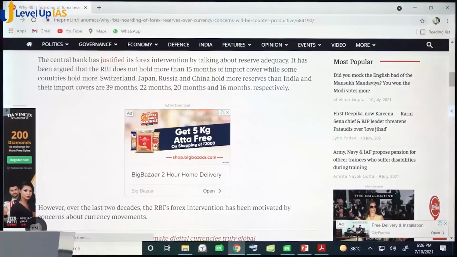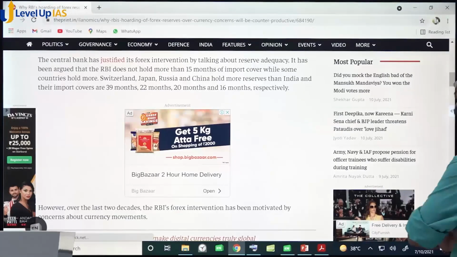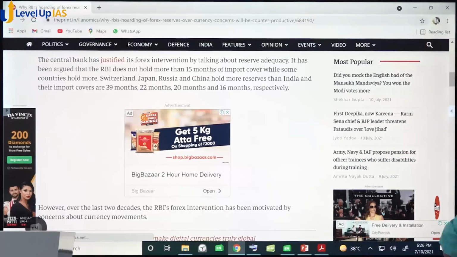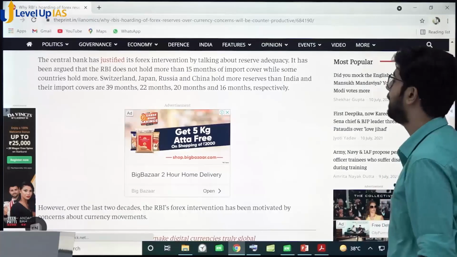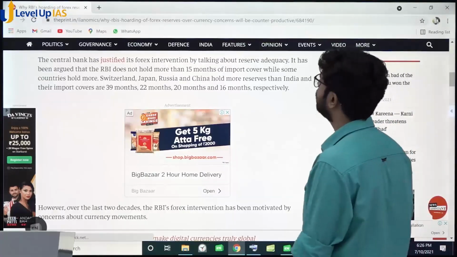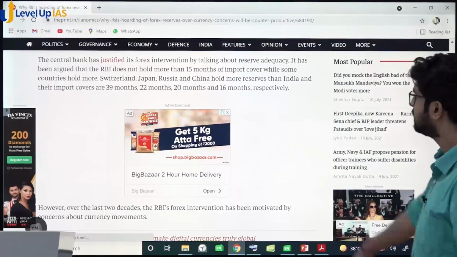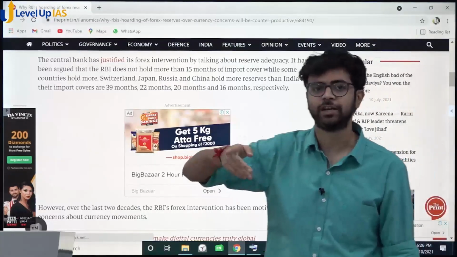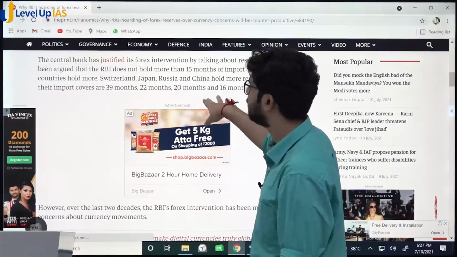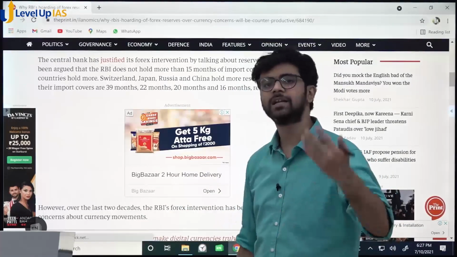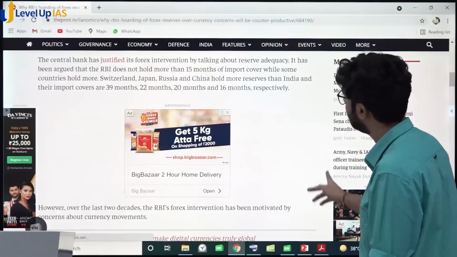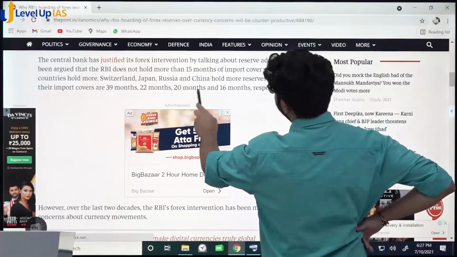Central bank has justified its forex intervention by talking about reserve adequacy. It has been argued that RBI does not hold more than 15 months of import cover, while some countries hold more. Switzerland, Japan, Russia, China hold more reserves than India, and their import covers are 39, 22, 20, 16 months respectively. See this Russia thing, this keeps on shifting. Fourth, fifth, बीच में India आते रहता है, you know, India, Russia. So here we are fifth country wise because Russia is more, but if we increase it by a little bit, we might become fourth also.